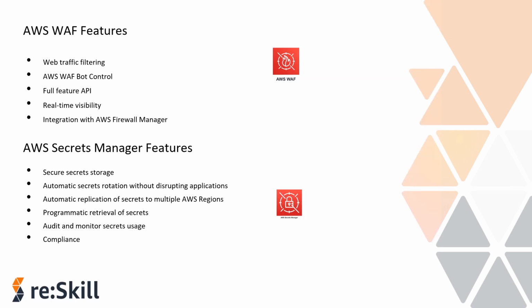So AWS Web Application Firewall will help you protect the web application or the APIs against web exploits or bots that may affect availability, compromise security, or consume excessive resources, right? So WAF will give you control over how the traffic reaches your application by enabling you to create security rules that control bot traffic and block common attack patterns, like SQL injection or cross-site scripting, right?